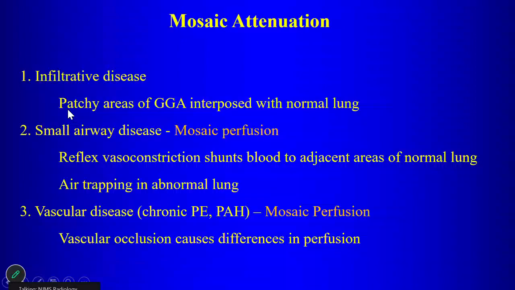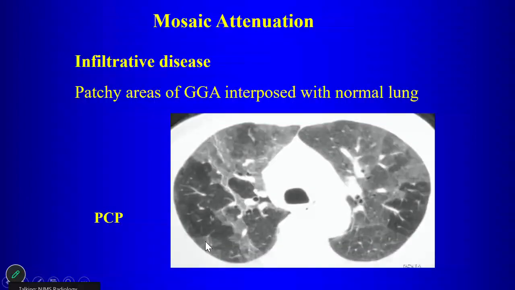So infiltrative disease can give you mosaic attenuation. You'll have ground glass interposed with areas of normal lung. Small airway disease can also give you mosaic perfusion, but vascular disease like chronic thromboembolic disease can also give you mosaic perfusion. Here it's the air trapping that causes the diversion of blood flow away from those areas where there's air trapping. Here it's actual vascular occlusion that causes the mosaic perfusion.